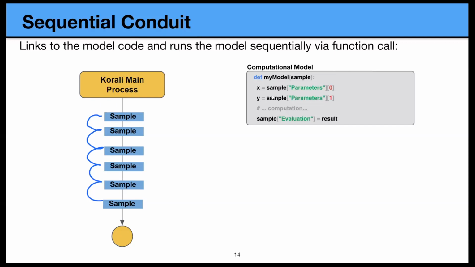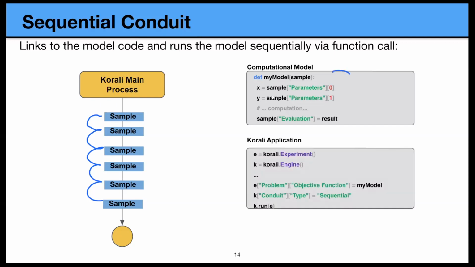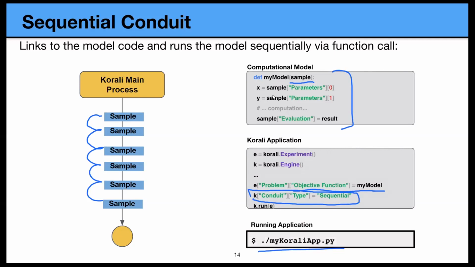And I've shown you this already. This is how you run it. You define a model that takes a sample, easy. And then you say, okay, my objective function is the model. And this you didn't have to put in your application because it's the default. But if you want to be extremely explicit, you can say I'm using the sequential conduit, and you just run it like any old Python application. So this is very intuitive, but of course it's slow, as we have seen before.